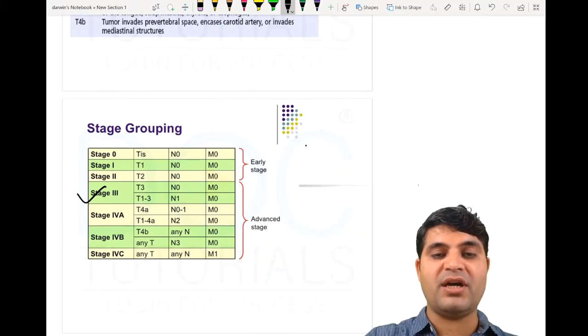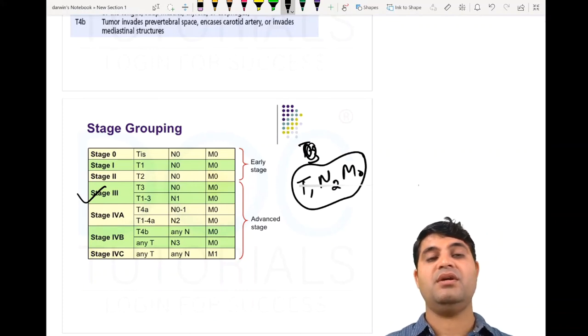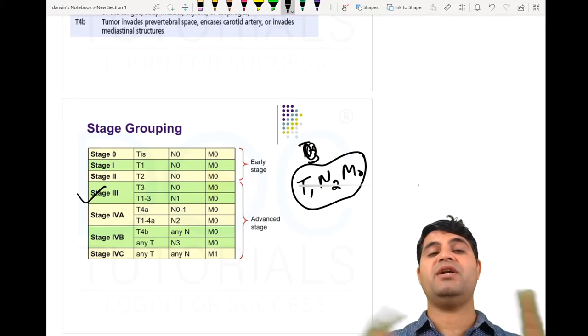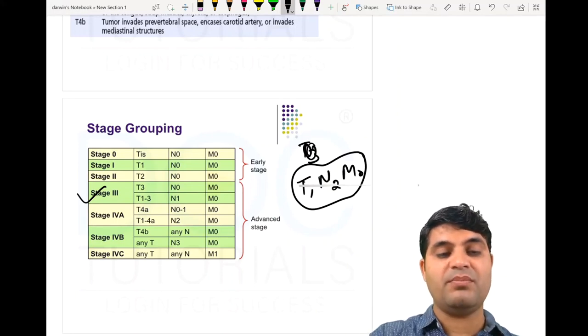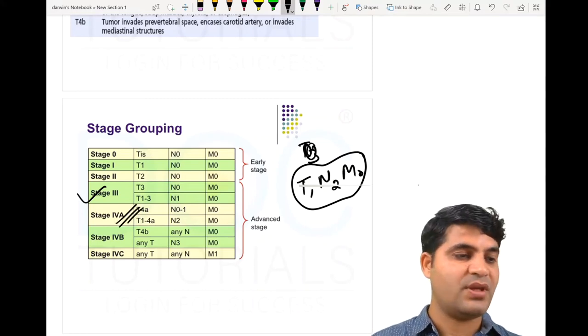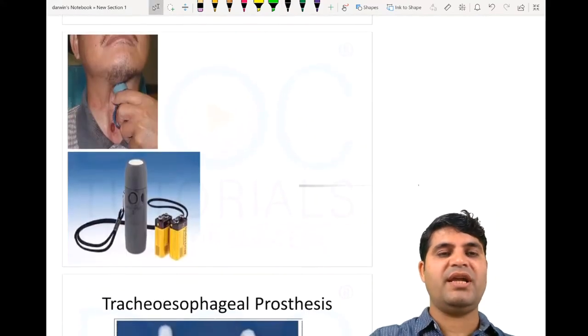Sometimes I ask you this question, what is the stage of tumor? T1, N2, M0. And many times you guess, okay, T1, N2, let it be stage 2. No, it is not like this. It will come directly in T4 stage. So important question. This is nothing but electrolarynx.